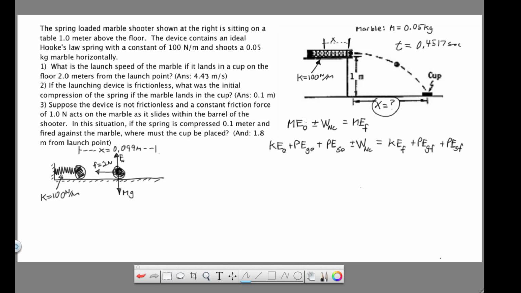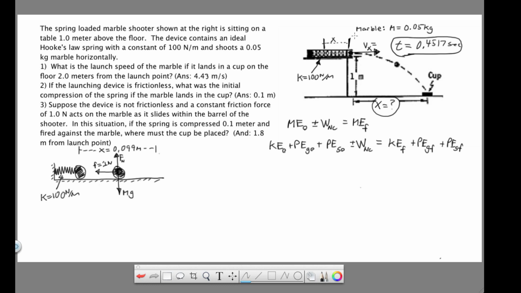So this is a kinematic problem. In part 1, we found that the time in the air was 0.4517 seconds, and this is still our time in the air because the time in the air does not depend on the x direction. And with friction present between the marble and the barrel of the shooter, that's going to affect the x velocity of the marble as the marble leaves the edge of the table.